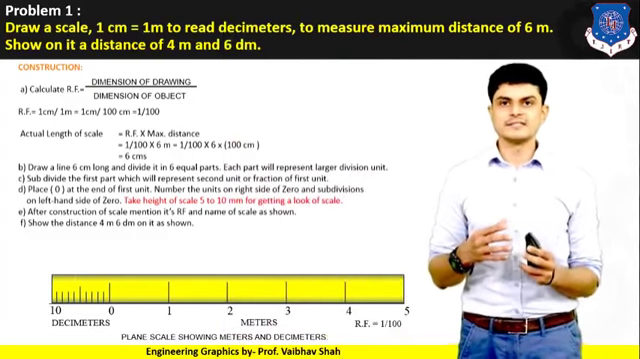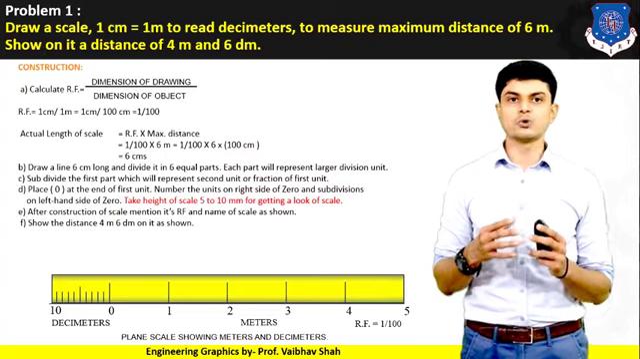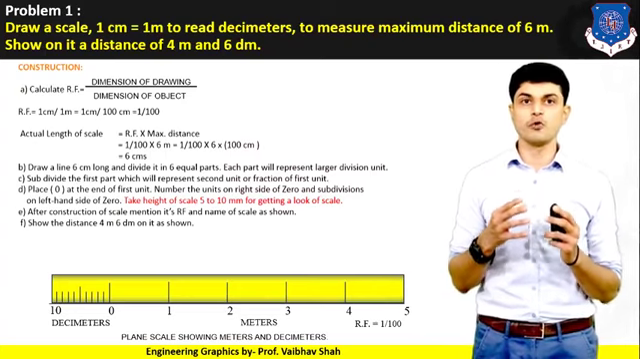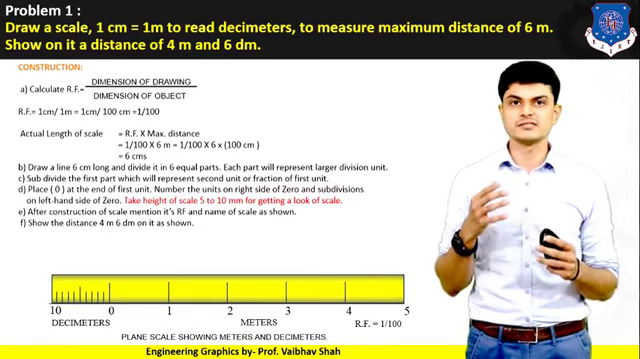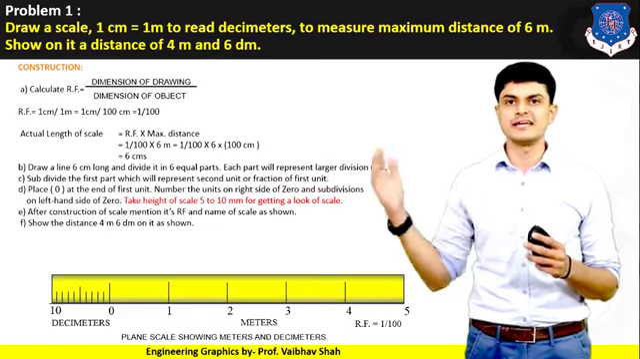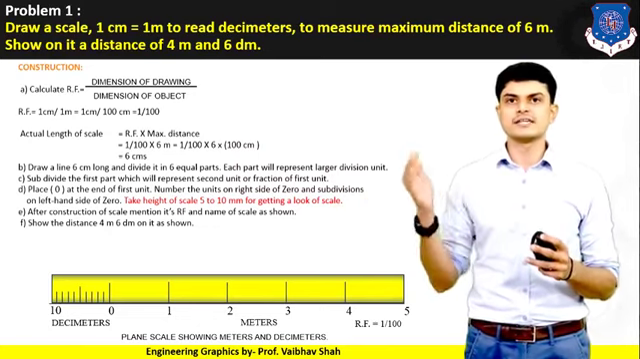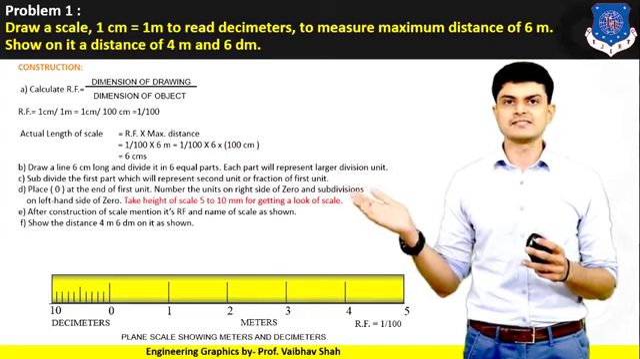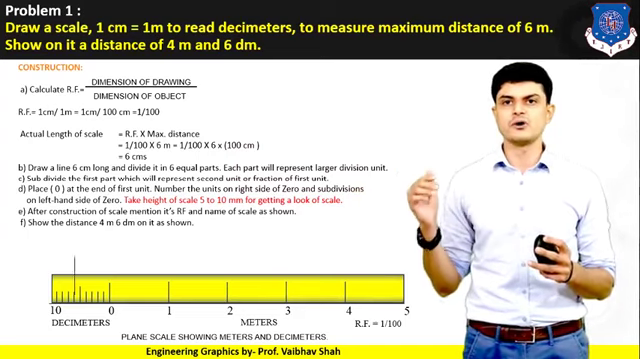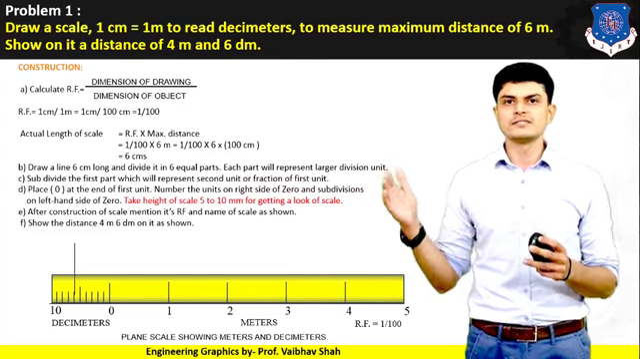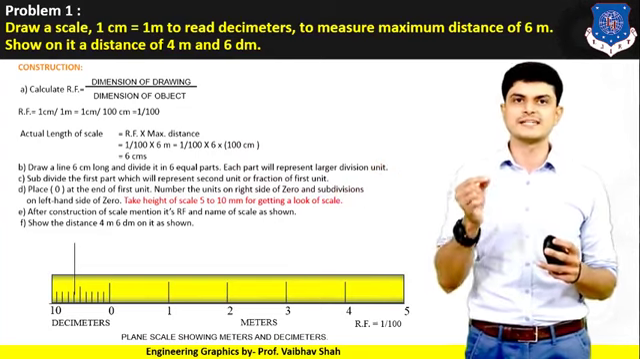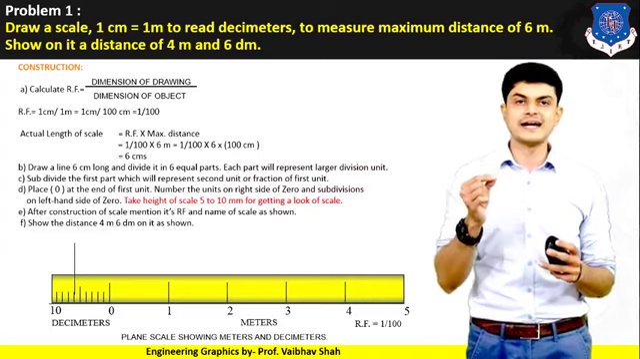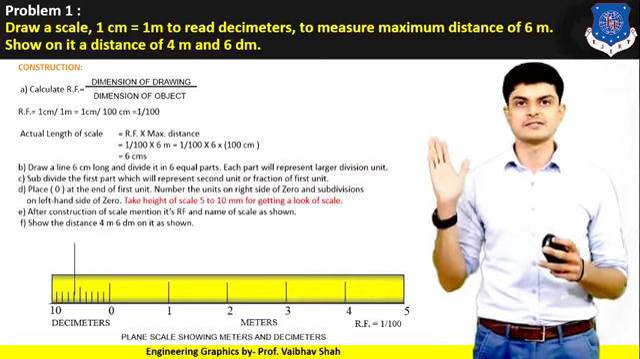Now let us see, after drawing this scale, how to measure the distance of 4 meters and 6 decimeters on this scale. We'll start from 0 on the left hand side and go 6 divisions on the left hand side. We will have one line which is nothing but your 6 decimeters. Why? Because we are taking the units on the decimeter scale.